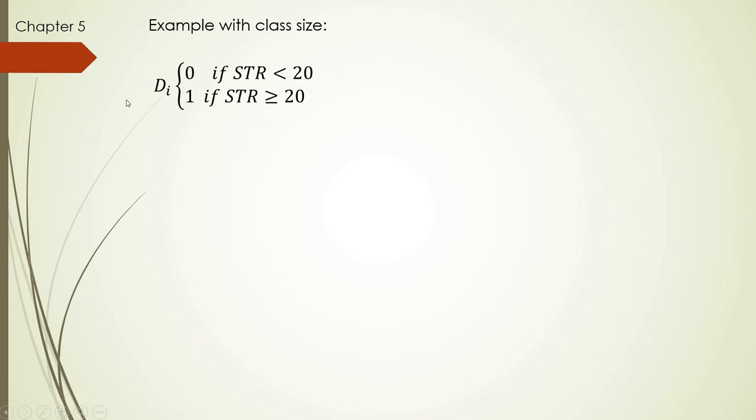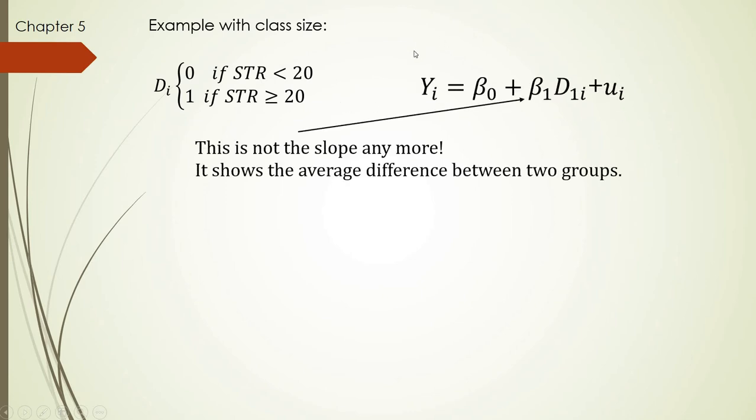For example, in our case, with the class size, instead of student-teacher ratio as a continuous variable, we will use a dummy variable, where if the student-teacher ratio is less than 20, we will put zeros, and if it's equal or larger than 20 students per teacher, we will put the number 1. So our model will look like this. We will also have beta 0 and beta 1, but the D1 variable will be a dichotomous variable, or dummy variable, with zeros and ones. Beta 1 is not the slope anymore.